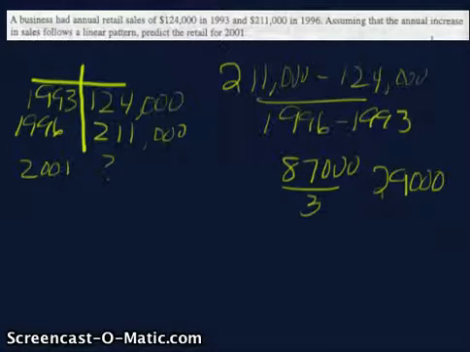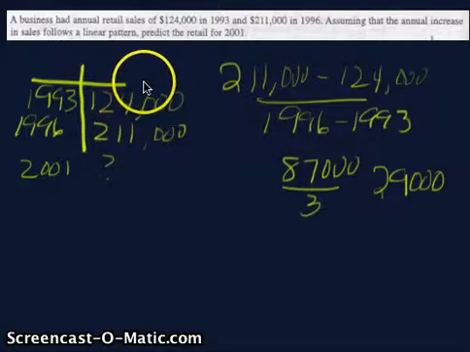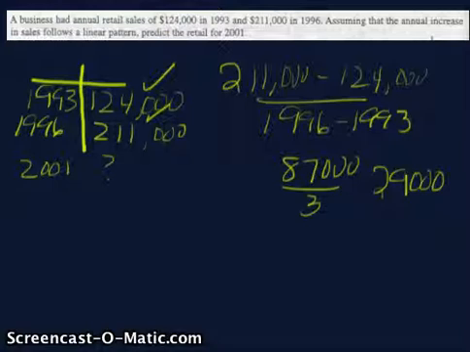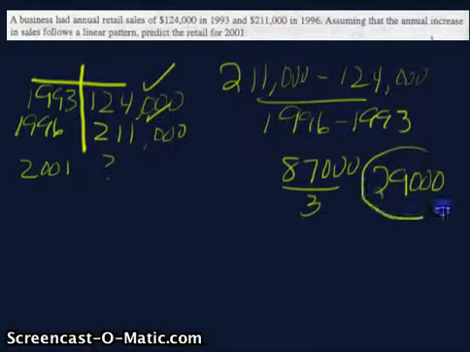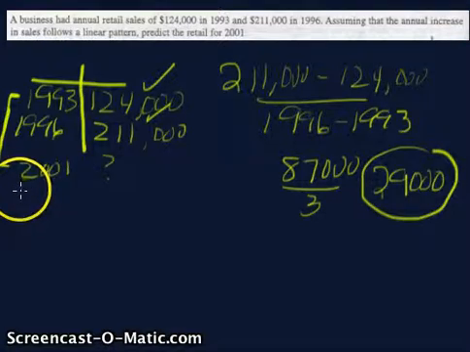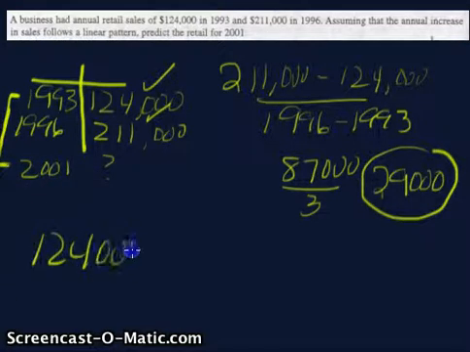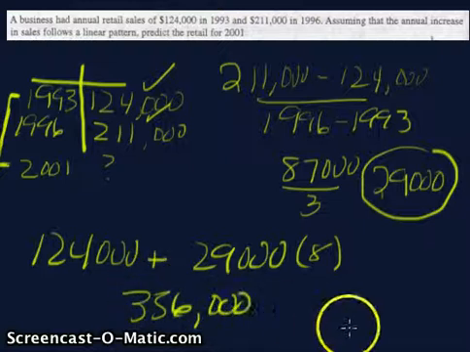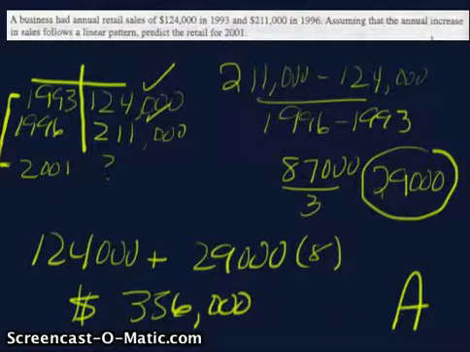Okay, here's question 19. It has to do with a business. So in the year 1993, it had this much money. Year 1996, it had that much money in sales. Assuming the pattern follows, what's the retail sales in 2001? Well, I did the slope, and I found it's $29,000 per year. So now the question is, how many years go from 1993 to 2001? Looks like 8, okay? So what am I going to do? 124,000 plus 29,000 times 8. And I want to add that all together, get 356,000. And that's dollars, right? It's answer choice A. That's how you work a problem like that.